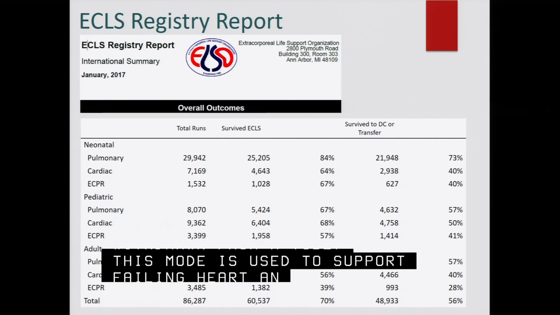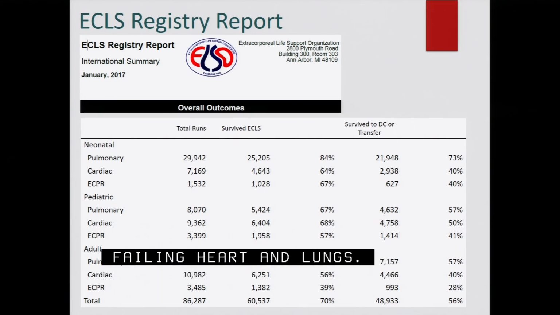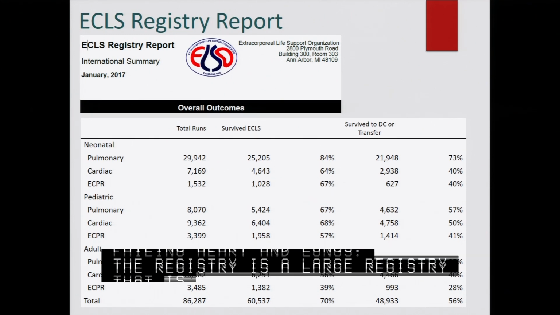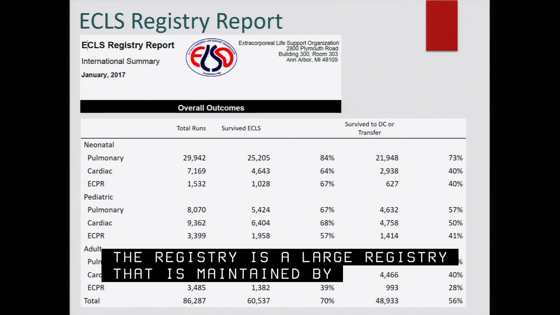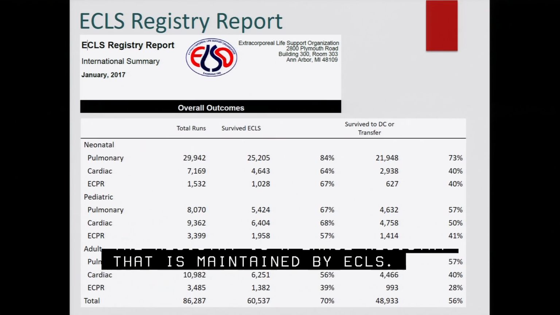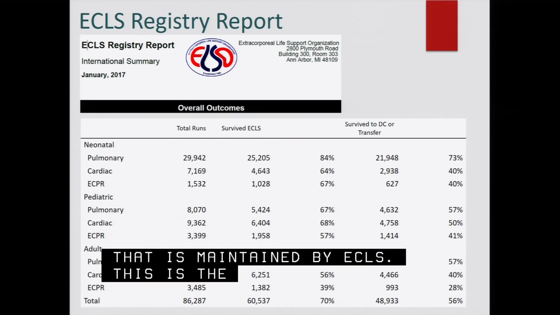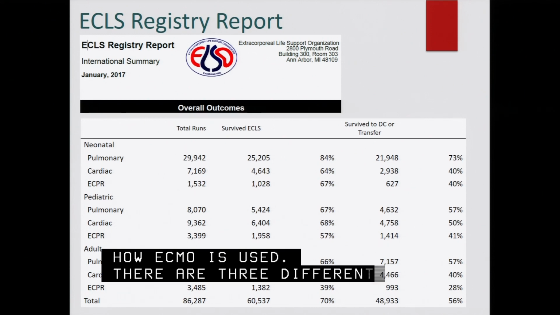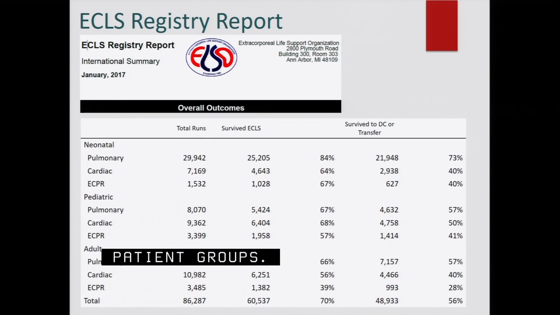The ECLS registry is a large, voluntary registry that is maintained by ELSO. Here are data from January 2017 detailing how ECMO is used. Again, there are really three different patient groups: neonatal, pediatric, and adult, as you work down the column from top to bottom. You can see in the neonatal group, it's used primarily for pulmonary support.